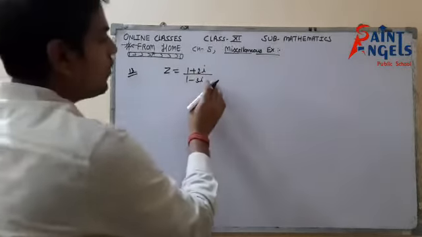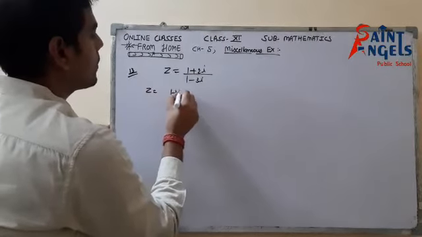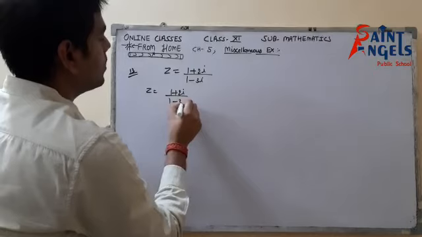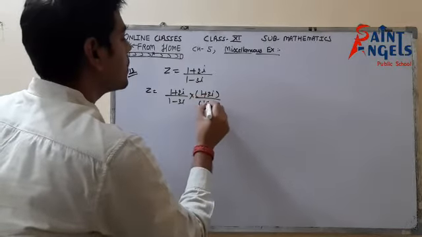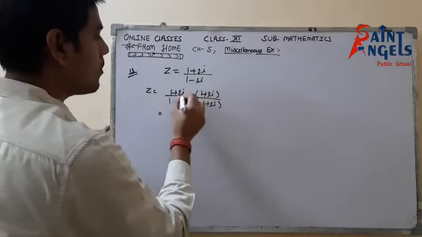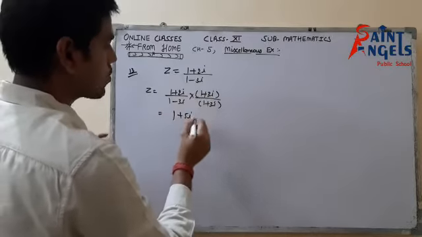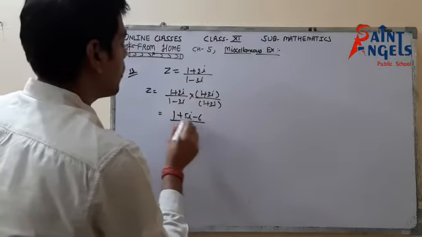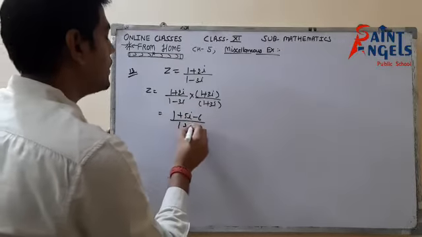First of all we have to convert it to the standard form. So just convert it. z equals 1 plus 2 iota upon 1 minus 3 iota. Multiply by 1 plus 3 iota upon 1 plus 3 iota. So it would be 1 plus 3 iota plus 2 iota plus 6 iota square. It means minus 6 upon 1 plus 9.